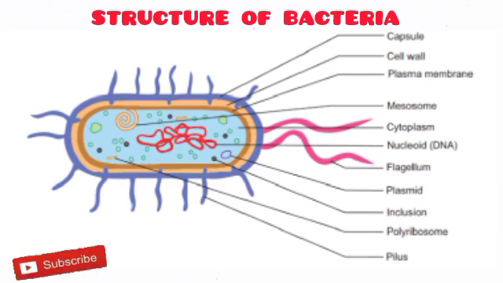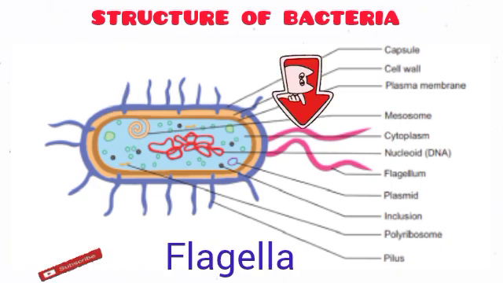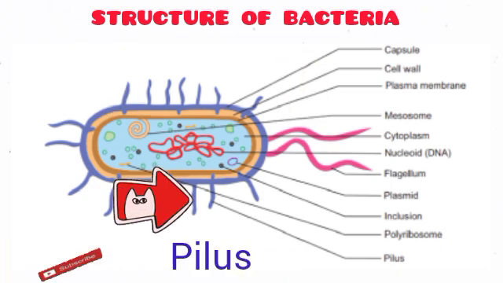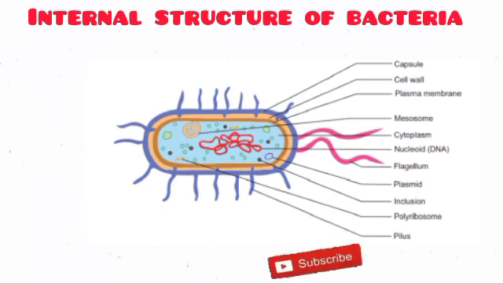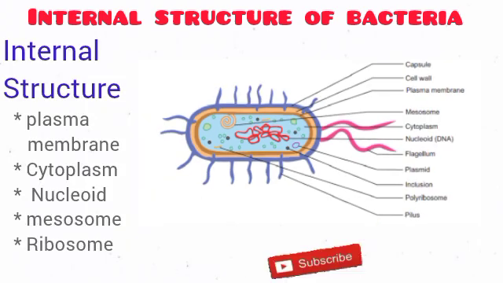Now, the external structures are those structures that are actually outside the cell membrane. In other words, the external structure includes the cell wall and all the structures outside the cell wall. They include capsule, the cell wall, the flagellum, the pili, and others, which we actually discussed in part 1 of bacteriology. In this video, we'll be talking about the internal structure of bacteria.